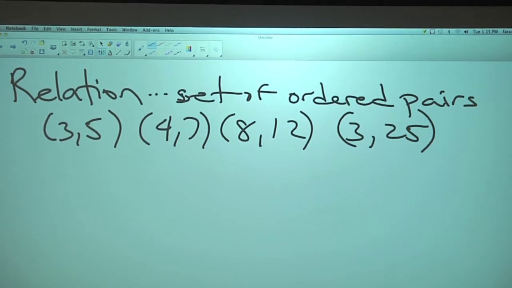Again, in these ordered pairs, the first number is the what? The x. And the second number is the y.